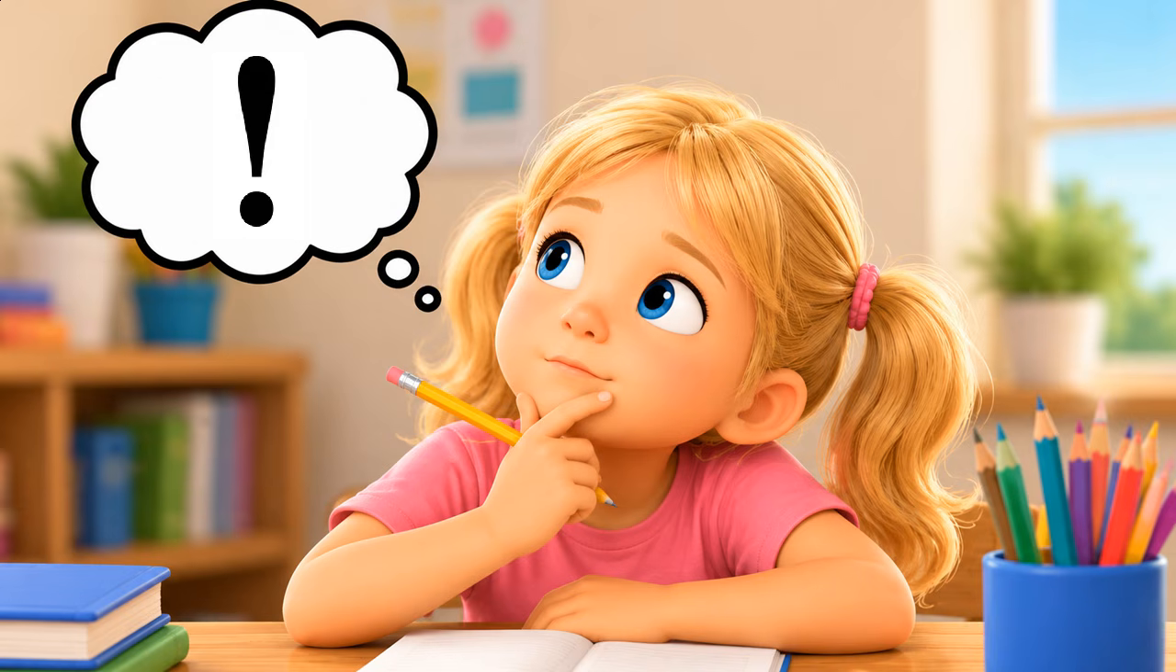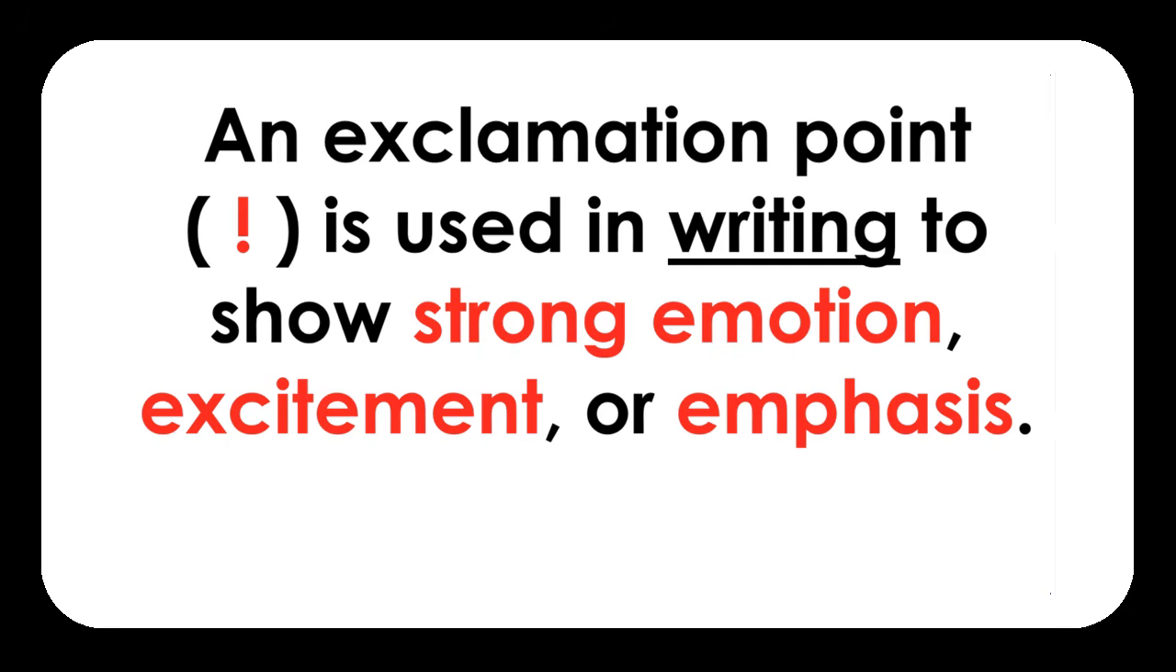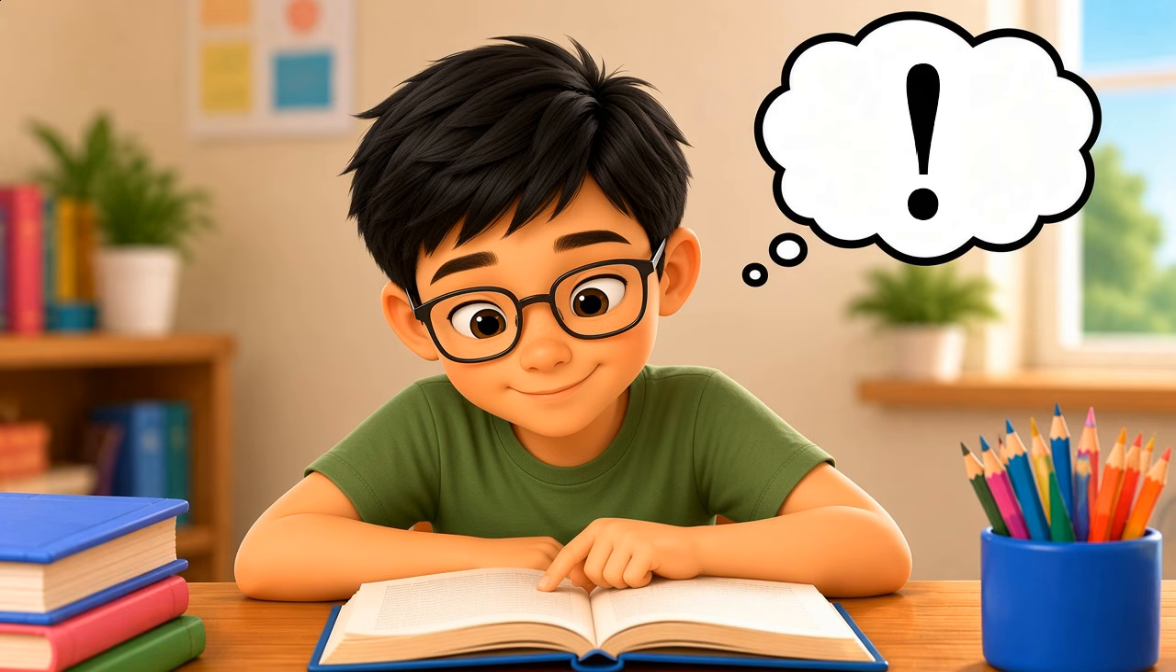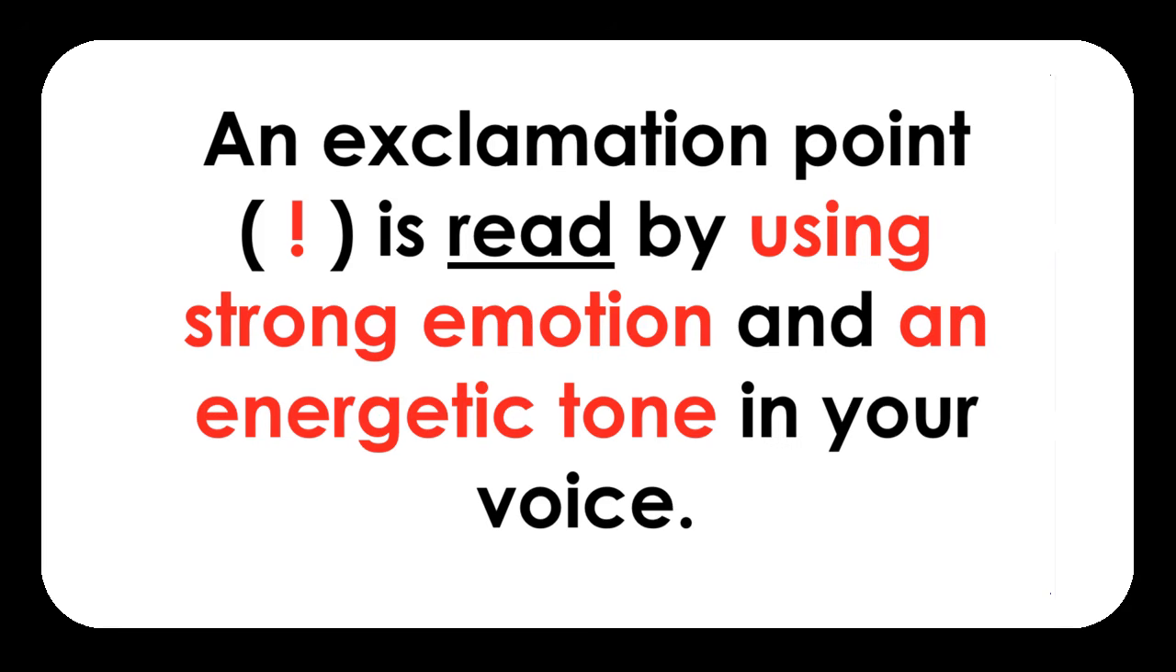It's an exclamation point. How is an exclamation point used in writing? An exclamation point is used in writing to show strong emotion, excitement, or emphasis. How is an exclamation point read? An exclamation point is read by using strong emotion and an energetic tone in your voice. What is the name of this punctuation mark?